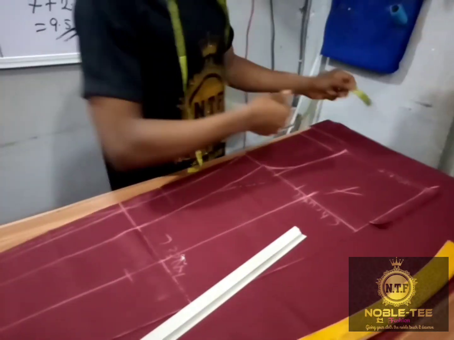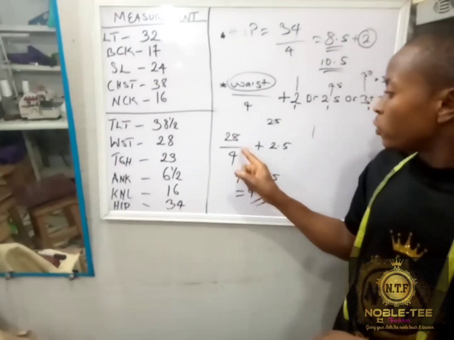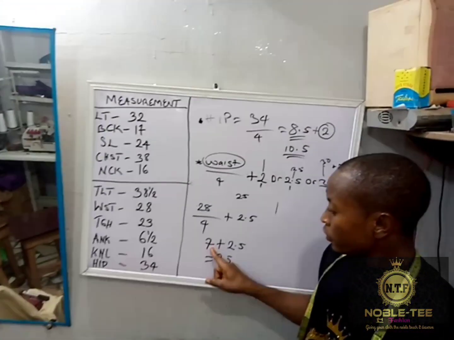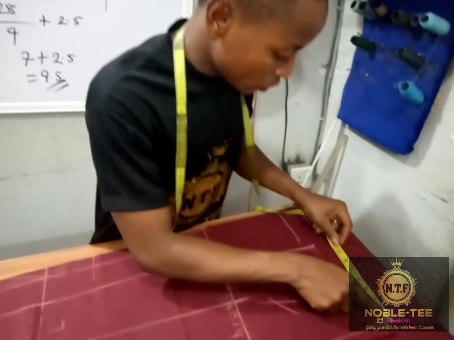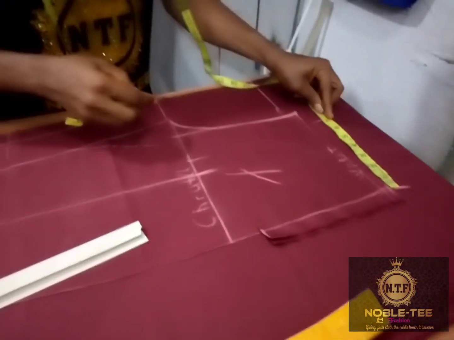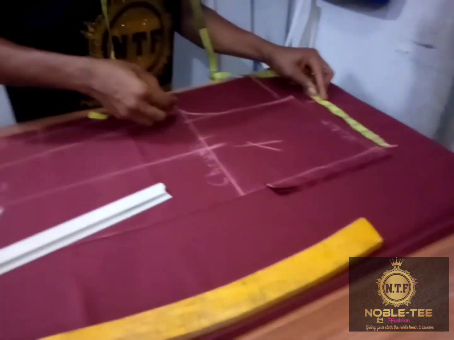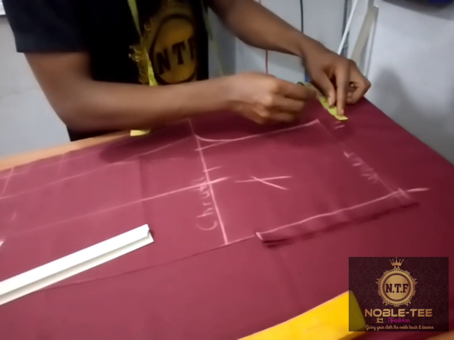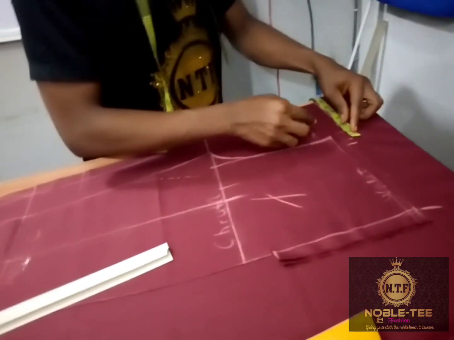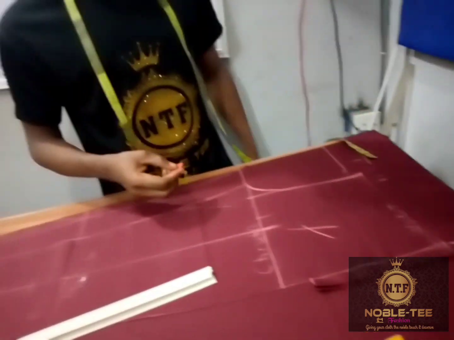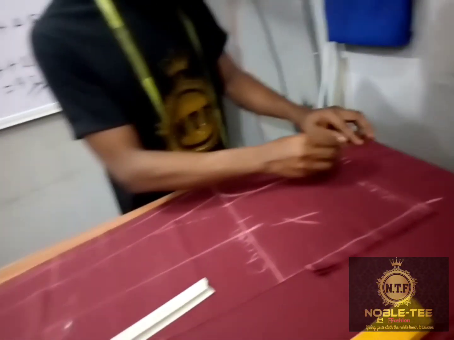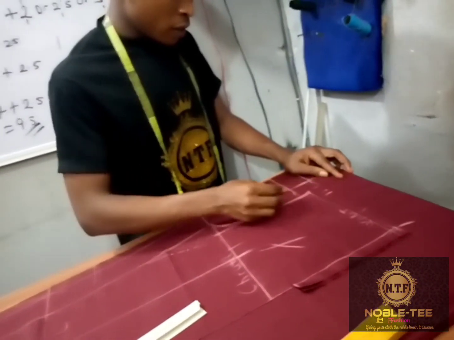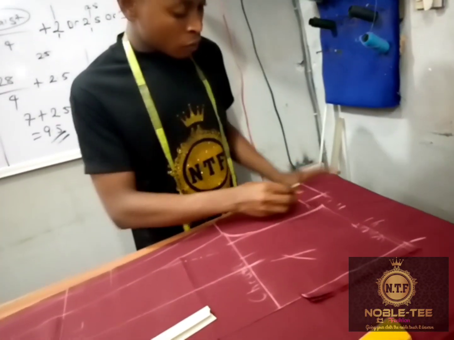Get the back now. Our waist, which is 28 divided by 4, gives us 7. So now what you are using is 7. Measure 7 here. That's 28 divided by 4, which is 7, plus half an inch, which we will use to hold it by the side here, and 1 inch, which is for the back slit, and then 1.5 for back joining. So half for side joining, 1 inch for back slit here, and 1.5 for back joining.